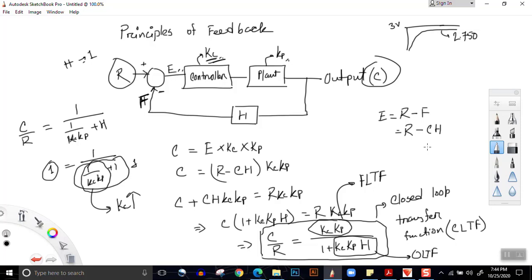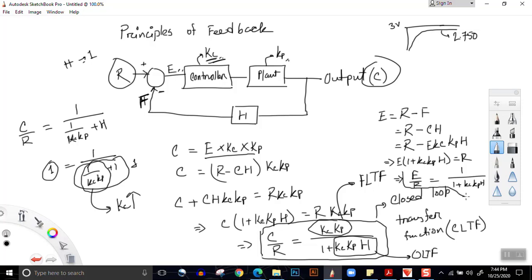So from there, what we can do is C is equal to E Kc Kp. So we can find it R minus E Kc Kp. From there we bring it to the left hand side and take E common. E times (1 plus Kc Kp) is equal to R. From here we find E by R, which is 1 by (1 plus Kc Kp).